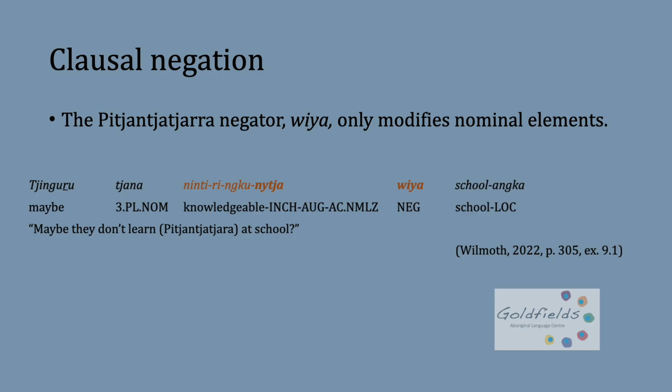Okay, so the final function that I'll talk about is nominalised clause use in instances of clausal negation. This is because in Pitjantjatjara, the negator wea modifies nominal elements only, or noun-like elements only. So if you want to say that somebody didn't do something, you have to first nominalise the verb before you can negate it. So we have here the verb learn, nominalised and then negated, yielding the translation, maybe they don't learn Pitjantjatjara at school. So there's no verbal specific negation.